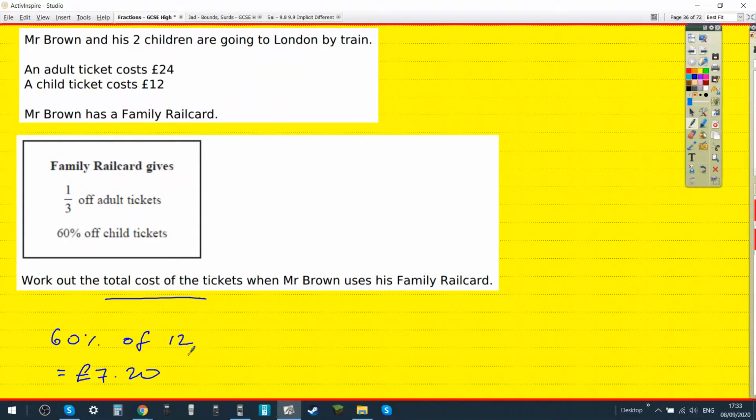So two kids would be £14.40. Yep. And then if you do 1/3 of adult tickets, one third of adult tickets. An adult is 24. Mm-hmm. So an adult ticket costs £8. Yeah.